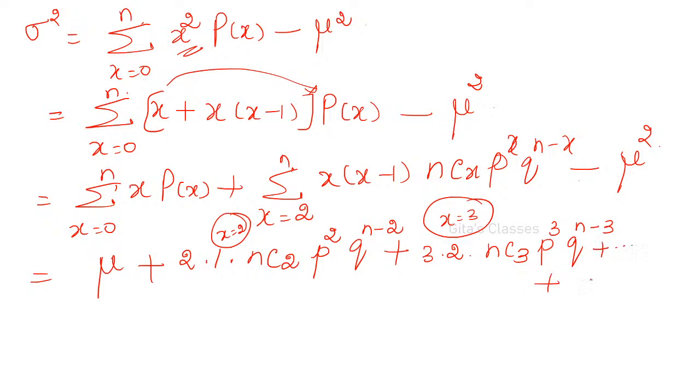Plus the last term will be nCn into n into n minus 1, x into x minus 1. So the last term will be n into n minus 1 into nCn into p power n q power n minus n, minus mu square. Don't forget that. So that is equal to mu.